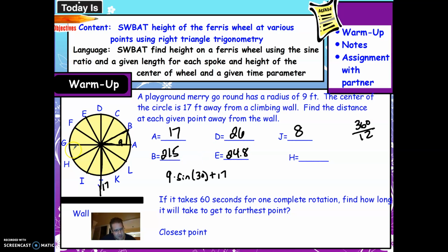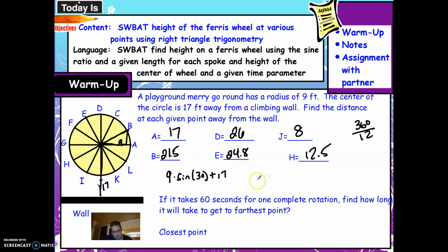H is going to be the same distance below 17, so 17 minus that difference. I guess I'm going to have to figure it out again, because I skipped and went straight to this. So I have to figure out what this height was right here, and then subtract it from 17 instead of adding. So 9 times sine of 30 gives us 4.5, but instead of adding 4.5, I'm going to do 17 minus 4.5, and that gives me 12.5 as the height of H, because H is the same height as L. So if this is 4.5, it's going to be 4.5 below as well.